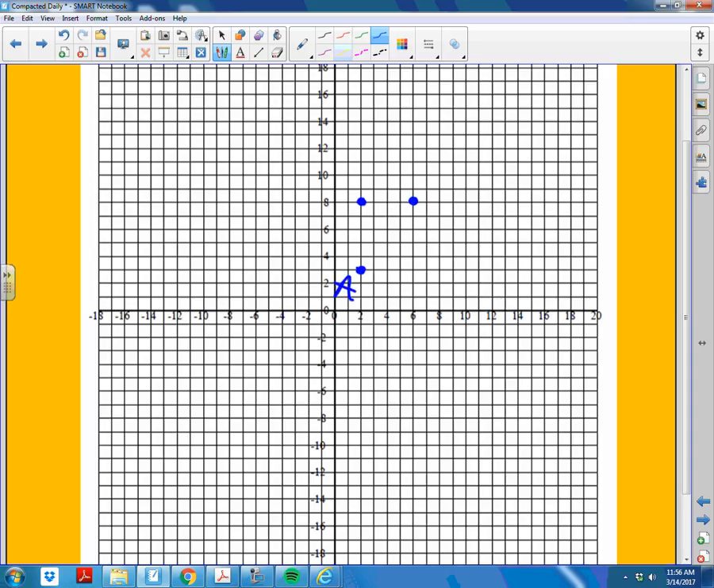So A is located at 2, 3. B is located at 2, 8. And C is located at 6, 8. Now, once you go on your coordinate grid, I want you to make the points themselves fairly dark.